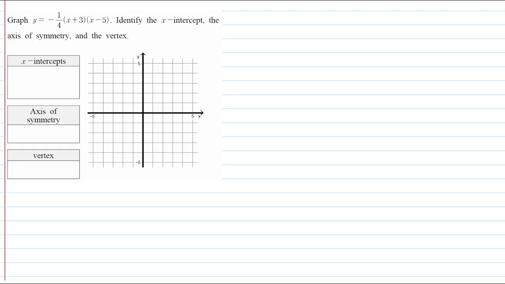Graph y equals negative 1/4 times (x + 3) times (x - 5). Identify the x-intercepts, axis of symmetry, and the vertex.